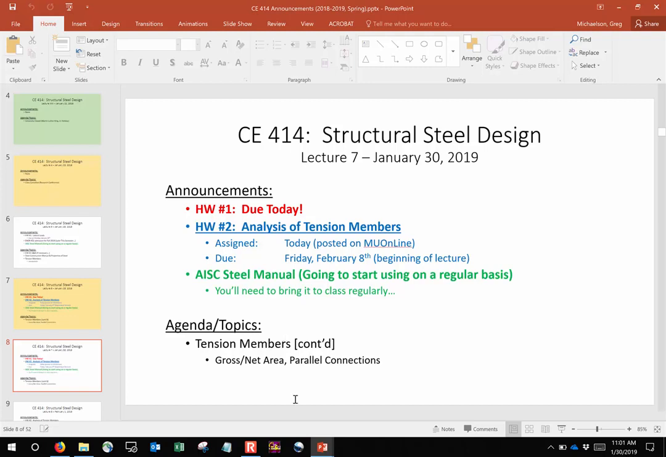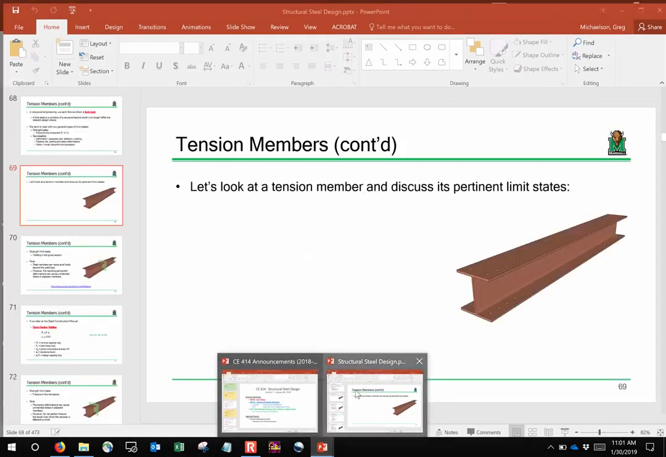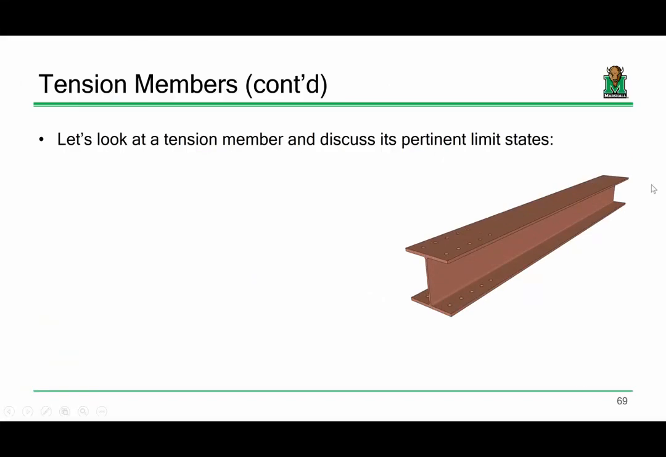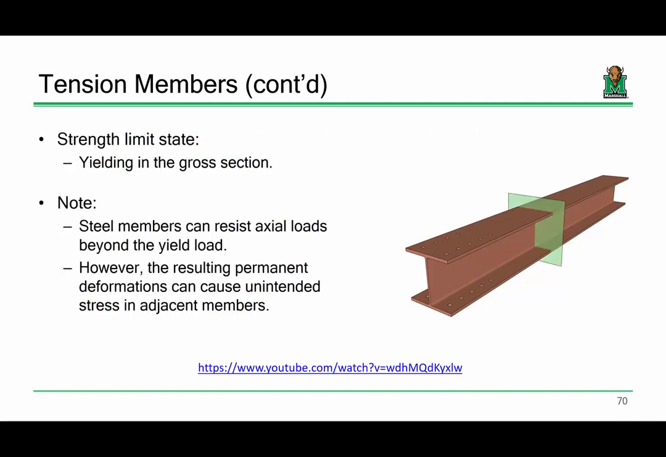All right. So I'm going to start here because I think this is a pretty reasonable place to sort of pick back up, because I know it's been a little while since we've met. So remember, what we're doing now is we're starting to look at a tension member and discuss its pertinent limit states. So we have a tension member here. We have a wide flange that's being subjected to tension. So we're yanking on it, and we're trying to determine what are the states at which we determine that this element has experienced failure. So first off, we defined yielding in the gross section.